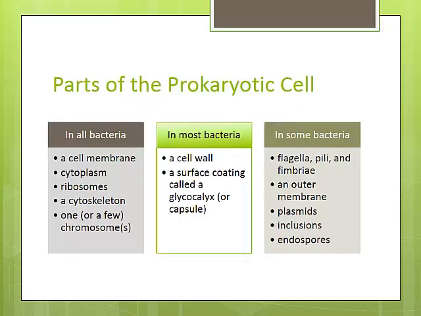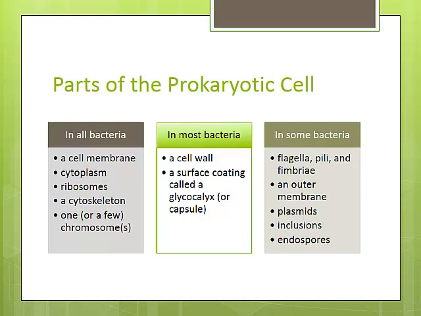So let's just jump right into the parts of the prokaryotic cell. So I have it broken into three different groups. We've got parts that are in all bacteria, parts that are in most bacteria, and parts that are in some bacteria. So in all bacteria, we're going to find a cell membrane, cytoplasm, ribosomes, a cytoskeleton, and one or a few chromosomes. In most bacteria, we're going to find a cell wall and a surface coating called a glycocalyx, and we can also call it a capsule. We'll talk a little bit more about that in a moment.